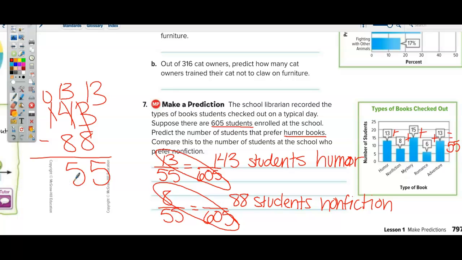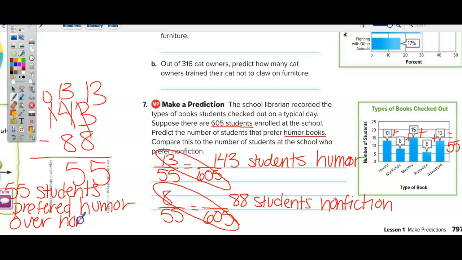So if we were writing a sentence, we would say 55 students preferred humor over nonfiction. Now this is a prediction, so it's not like this is for sure what happened, but this is what we could anticipate based on the information we were given.